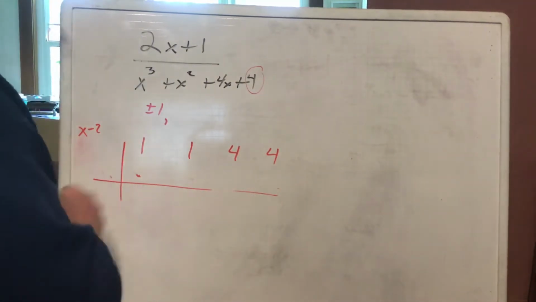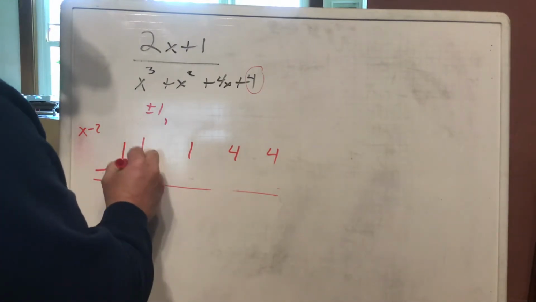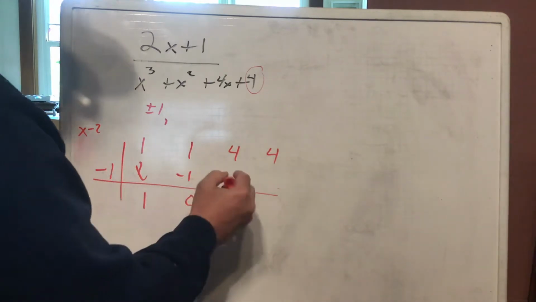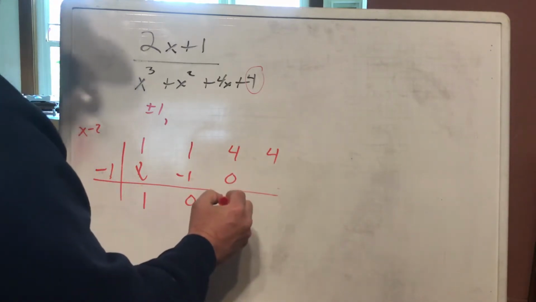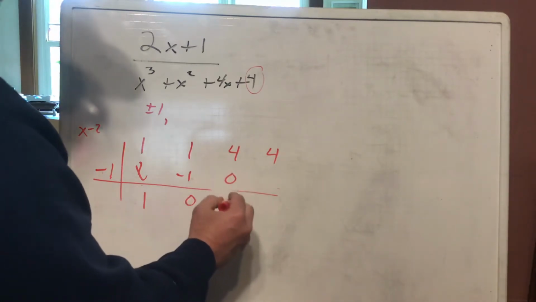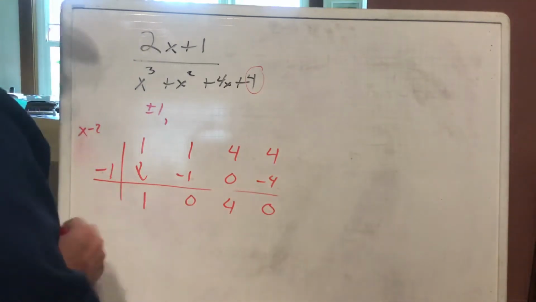Only ones left are plus and minus 1. I'm going to start with minus 1 just for fun. Carry the 1 straight down. 1 times negative 1 is negative 1. This is 0. 0 times negative 1 is 0. 4 plus 0 is 4. 4 times negative 1 is negative 4. Add them, I get 0.